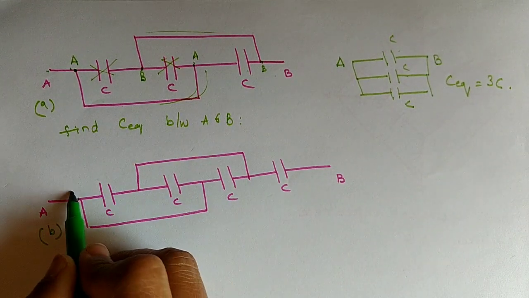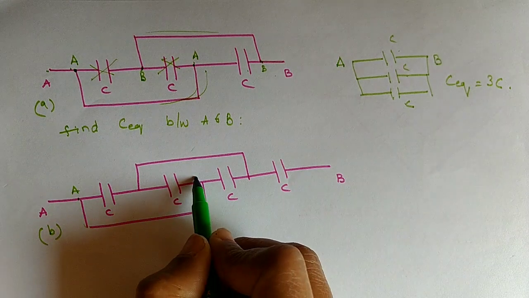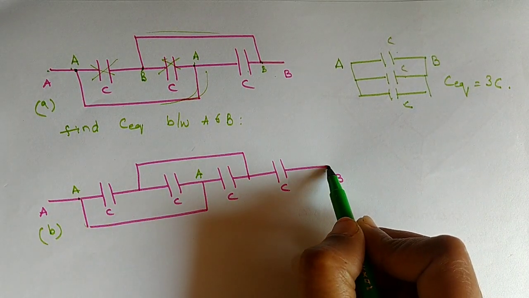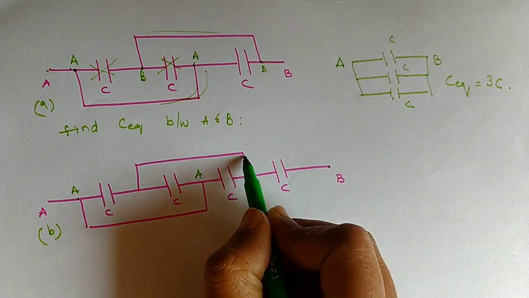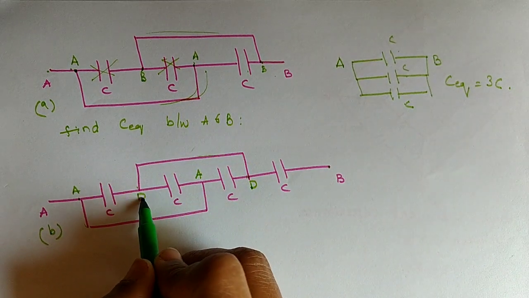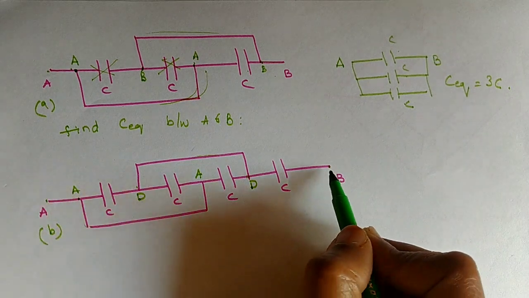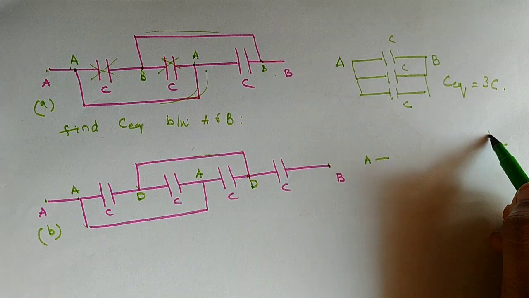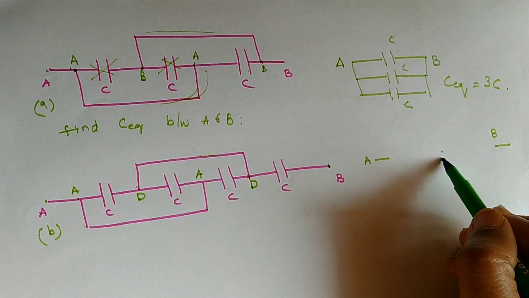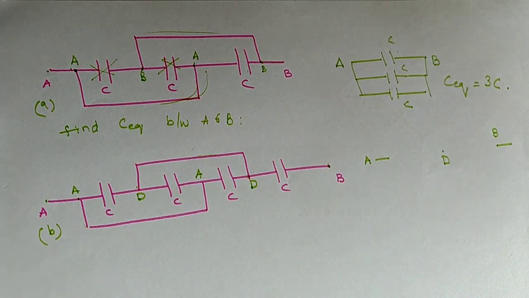If this is A, go along the wire, name this as A. This is B. And here we don't have any name. I'll name this terminal as D. If this is D, this end is also D. Since we need equivalent capacitance between A and B, write A on one side, B on the other side. In between, I will write this new terminal, that is D.